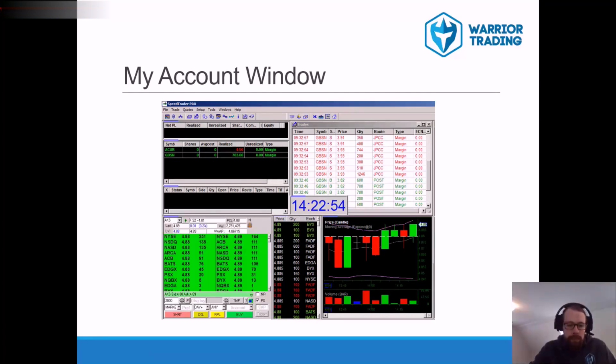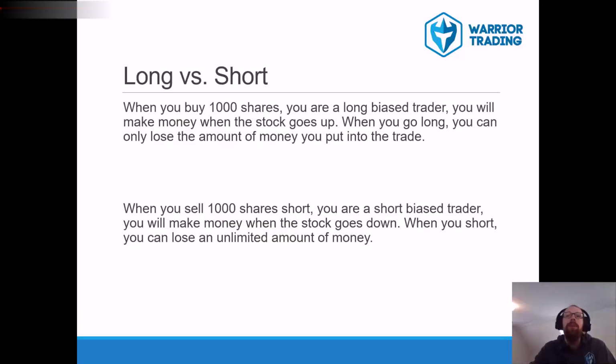All right, now for some of you who are beginner traders, you may be a little unfamiliar with what it is to be long and what it is to be short. Now, when you buy 1,000 shares of a stock, you're a long bias trader. You make money when the stock goes up. When you go long, you only lose the amount of money you put in the trade. So if you buy 1,000 shares of a stock at $10, you have $10,000 of cash in that trade. Worst case scenario, the stock goes to zero, and you lost $10,000.